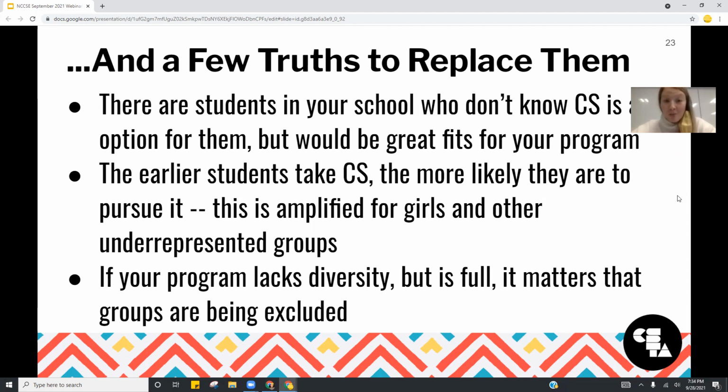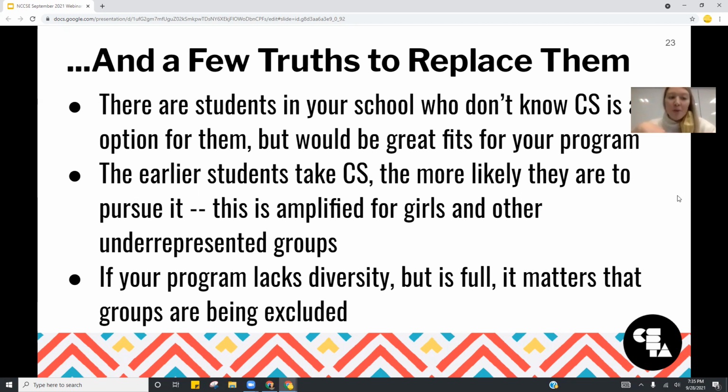So I was saying, I teach a college course. I teach an introductory CS course for college, and it is the most diverse course in the computer science program at the school I teach at, partially because if students haven't taken CS before they get to college, if they're girls or an underrepresented population, they're less likely to pursue it as a major.